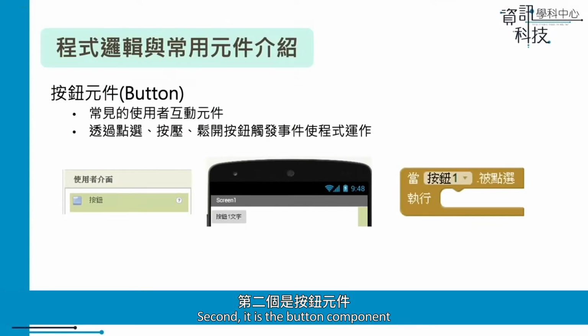Second is the button component, which is commonly used for interacting with the user. Through clicking, holding, and releasing the button, you can trigger events and programs.